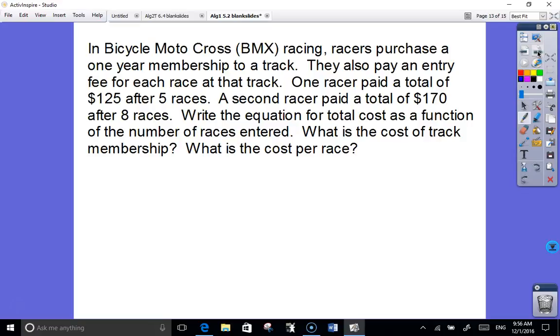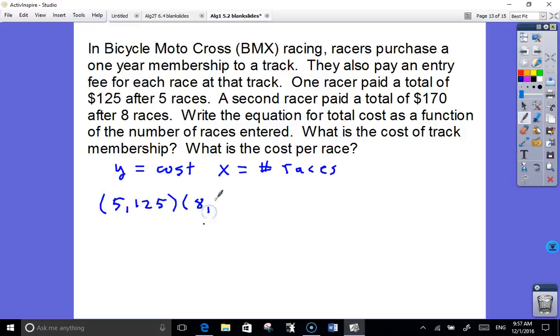And just so I don't confuse letters, like that one where I used M for the x value, and then M is the slope, I'm just going to use X and Y. I'm going to say that Y is the cost and X equals the number of races. Okay, now here's the 2 points they just told us. 5, 125. And 8, 170. So using those 2 points now, we're going to do what we just did, right?